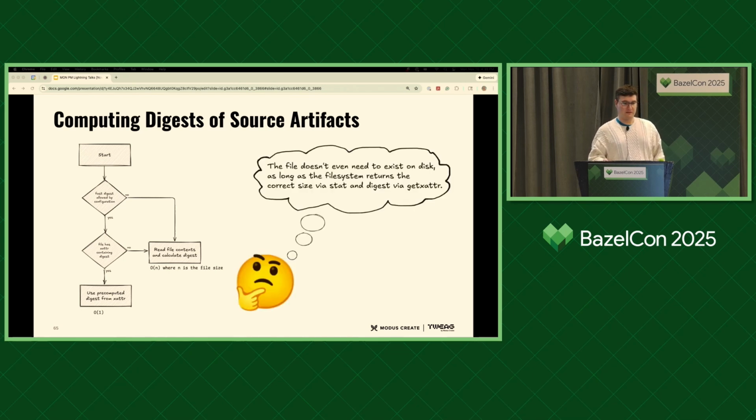And what this means is in practice, when you have remote execution, the files from these external repositories don't actually need to be there on disk. And Bazel doesn't actually need to read them. Bazel just needs to do this extended attribute check to get the digest. And it will never actually look at the source files in any other way.